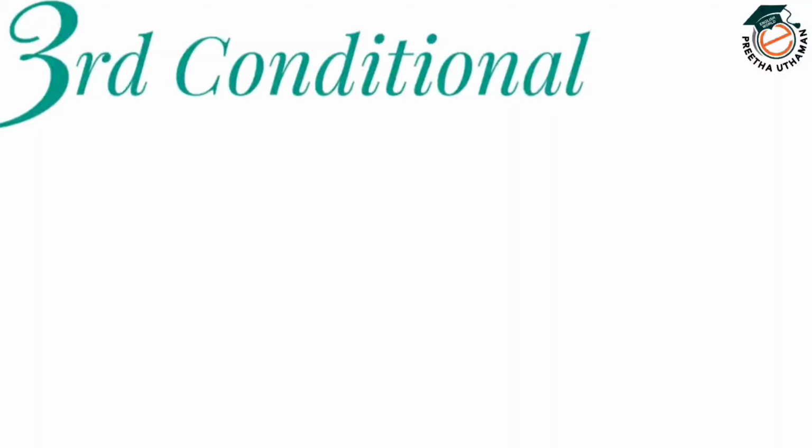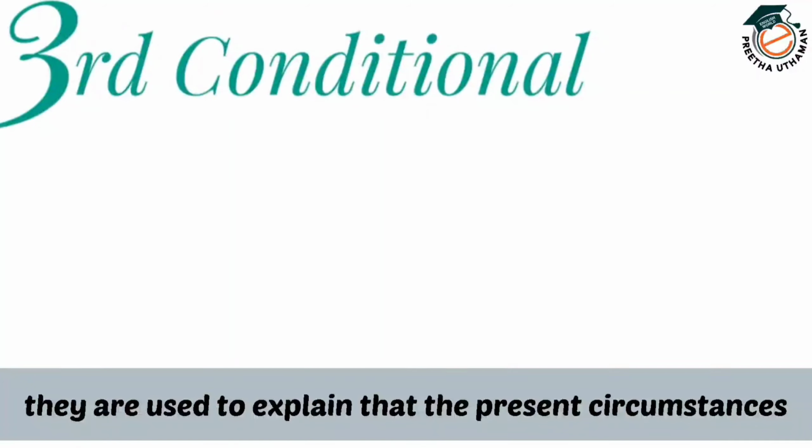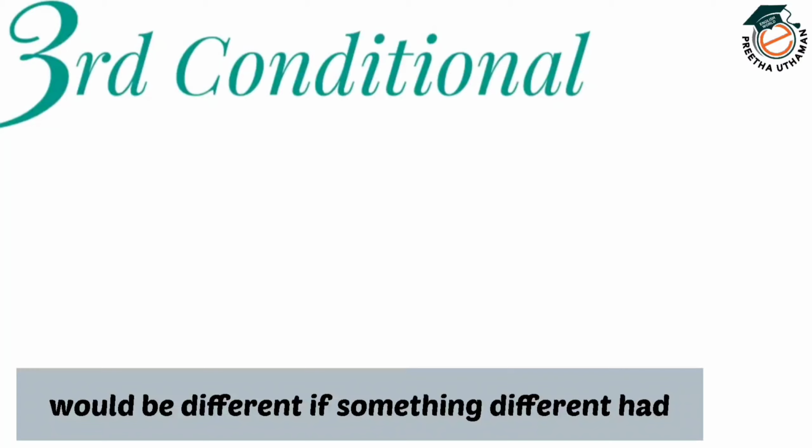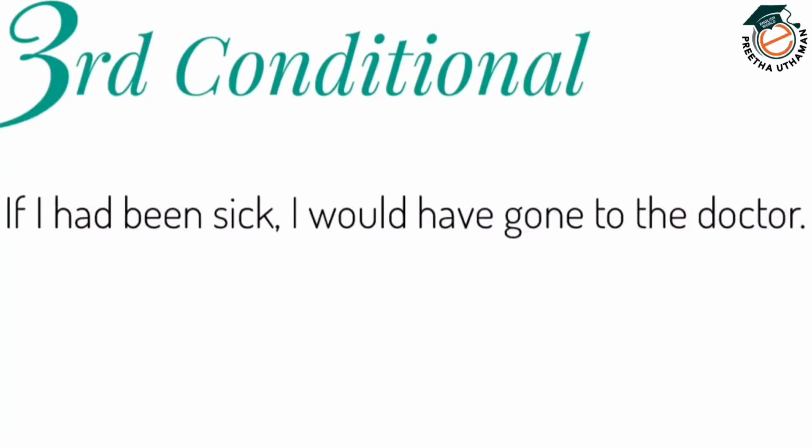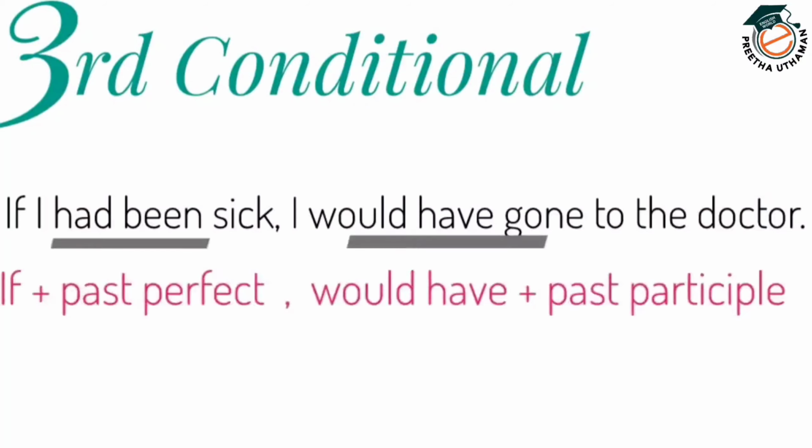Coming to the third conditional sentences, we use third conditionals to explain that the present circumstances would be different if something different had happened in the past. For example, if I had been sick, I would have gone to the doctor. The if clause did not really happen, but I am imagining the result if the past was different.